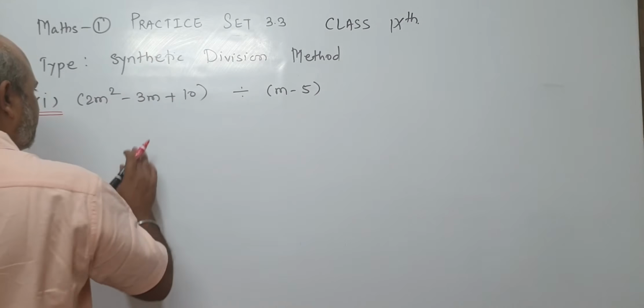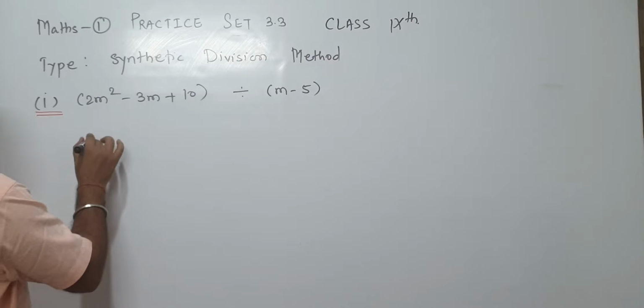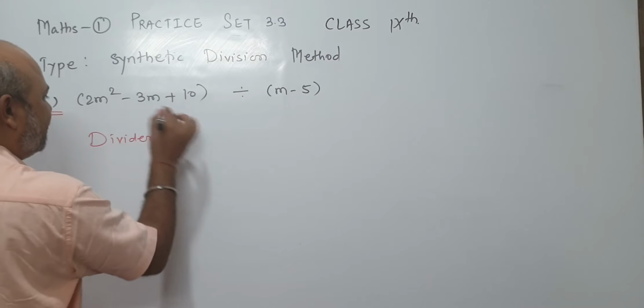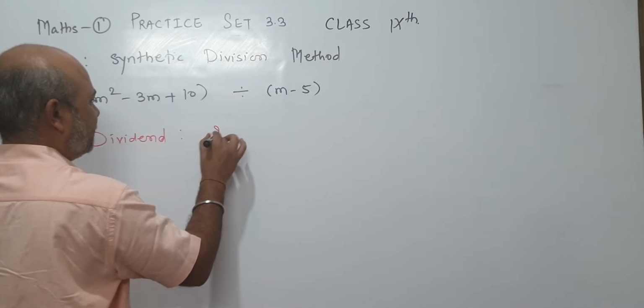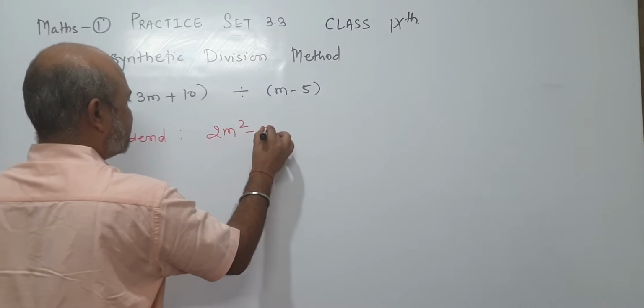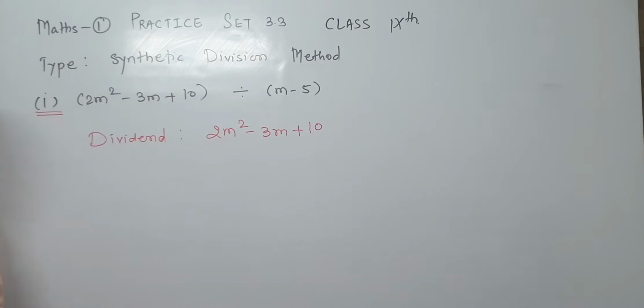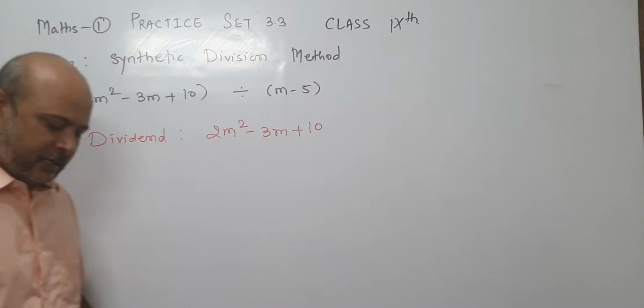Now student, this is called as dividend. So first we'll write dividend. Dividend is what, student? You will write 2m square minus 3m plus 10. So this is the dividend.